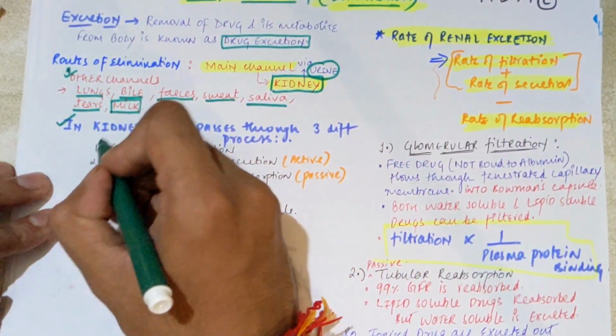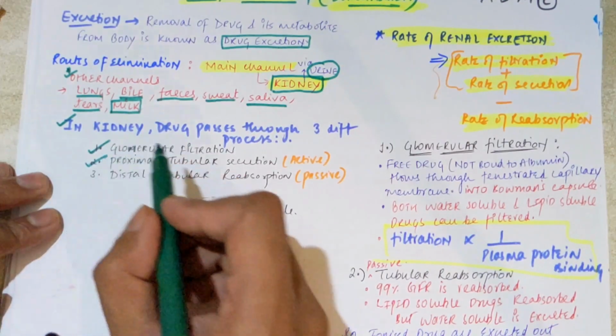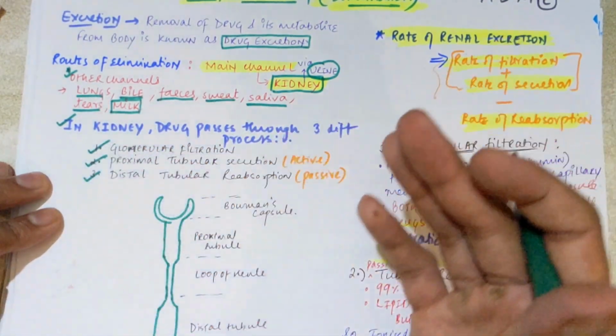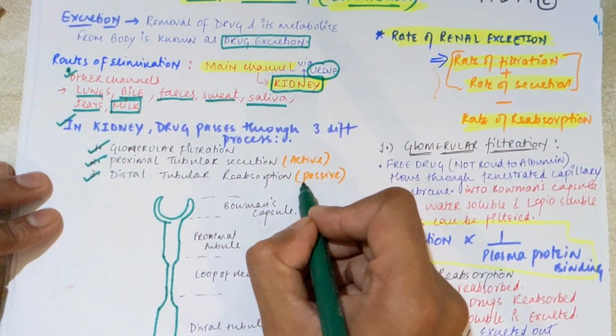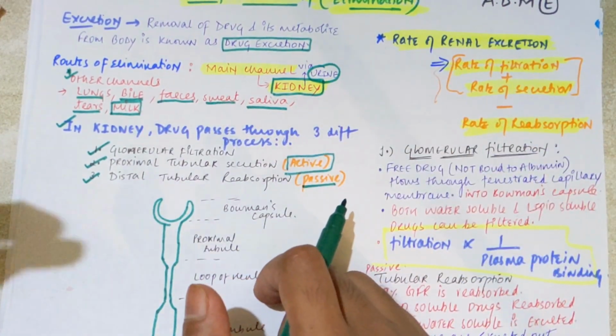Now in the kidney, as you know, there are three processes. First is glomerular filtration, second is tubular secretion in the proximal tubule, and in the distal tubule and collecting duct there is reabsorption of the drug. Filtration and reabsorption are passive processes, while secretion is an active process through channels or transporters.